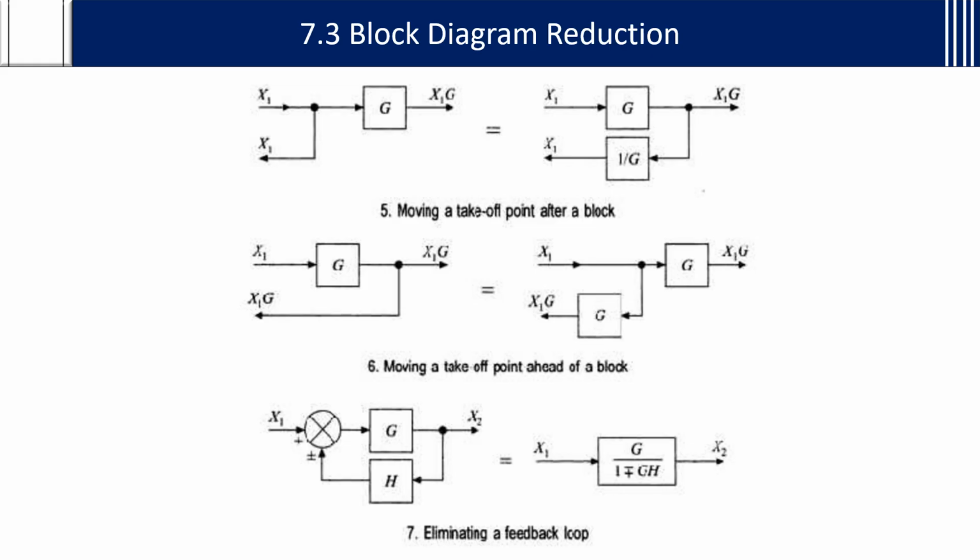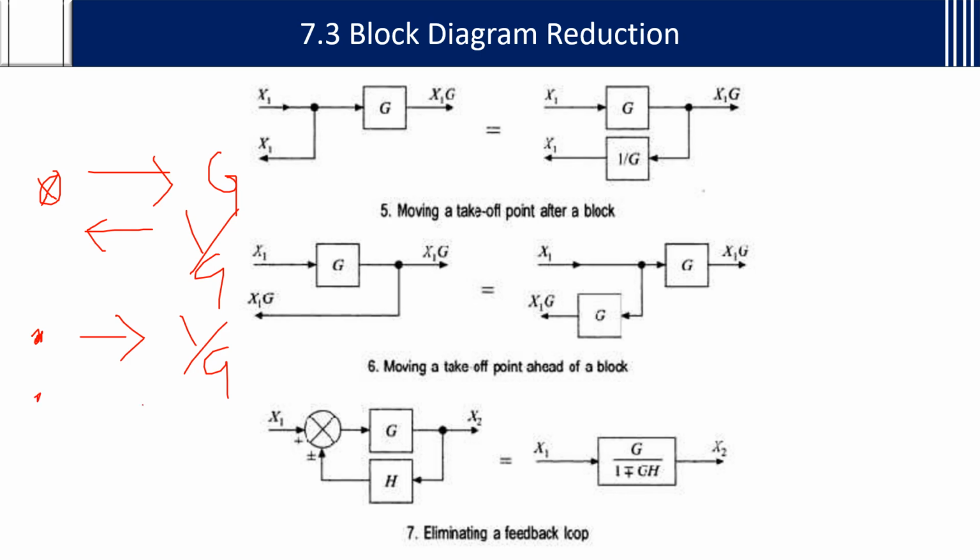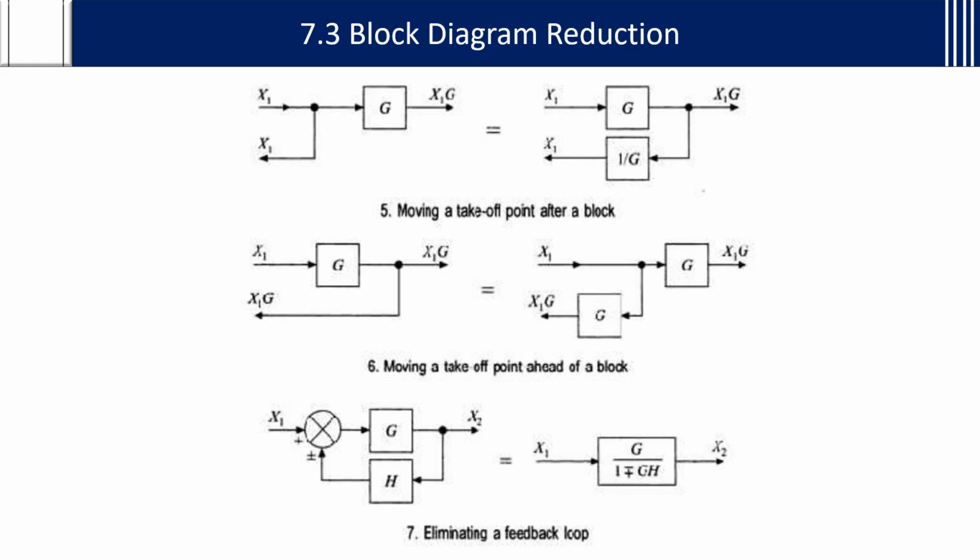I'll give you an easy way to remember. For the summing point, if you are moving to the right side of the block, you should add a G block. If you are moving to the left side of the block, you should add a 1 by G block. If it is a takeoff point, moving to the right side of the block, you should add 1 by G. If you are moving it to the left side, then a G block needs to be added. It is just the opposite. Keep one in mind and the other is the opposite of that. Okay, summing point and takeoff point.